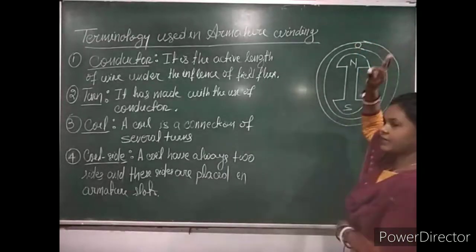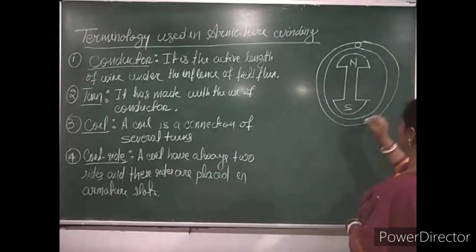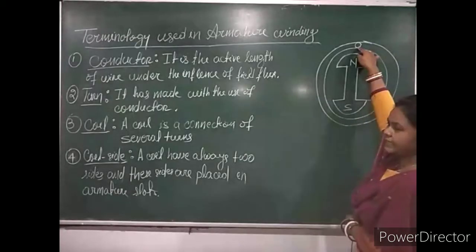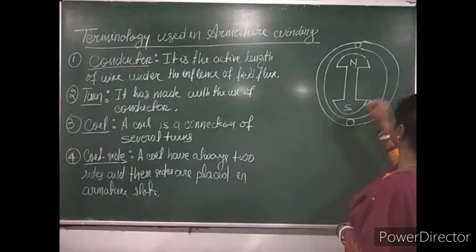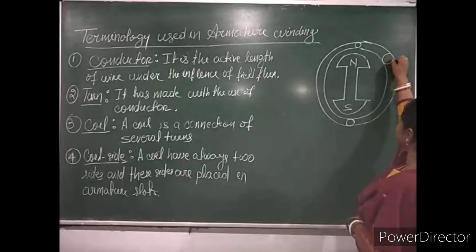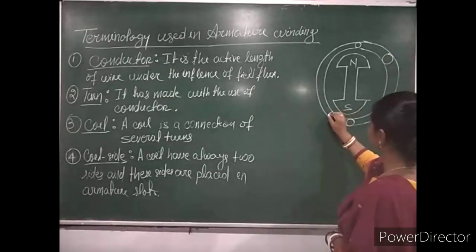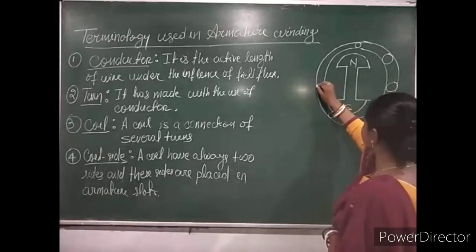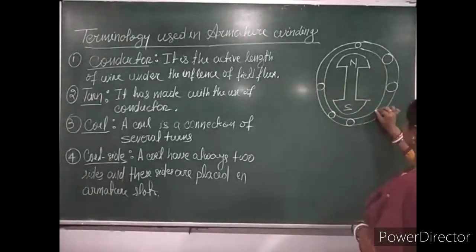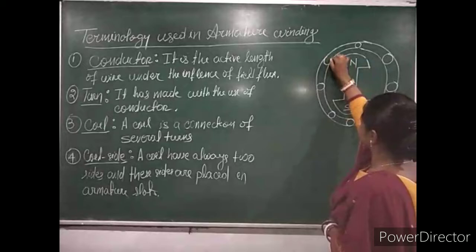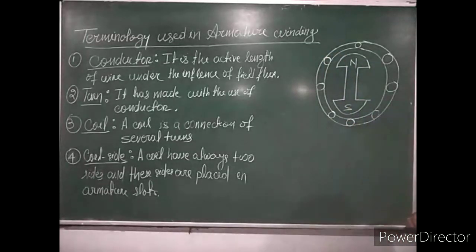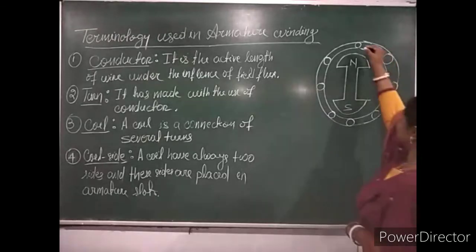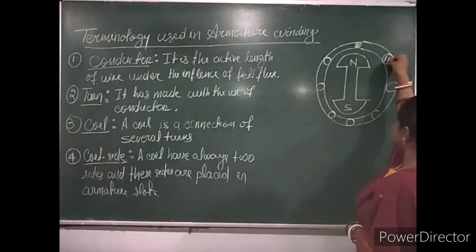Suppose I take 8 conductors. If this is the in terminal, this is the out terminal. For this conductor, the end terminal is this. For this one, it is just the opposite side. For this one, it is the opposite side. So here, what is the conductor? Actually, conductors are placed in these slots.